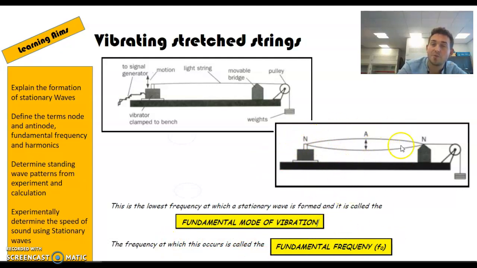Now this is a node here. These points are permanent, no amplitude, flat points, they're nodes. And this bit, which is going to go, this peak point is called the antinode.